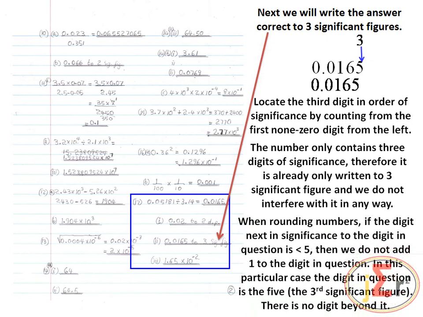When rounding numbers, if the digit next in order of significance to the digit in question is less than 5, then we do not add 1 to the digit in question. In this particular case, the digit in question is the one in the third significant position right here, and it is this 5. This one is the digit in question. There's no digit beyond it. There's no other digit to check.